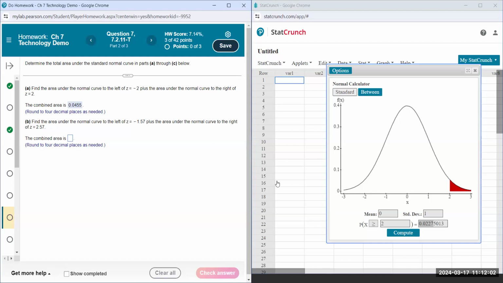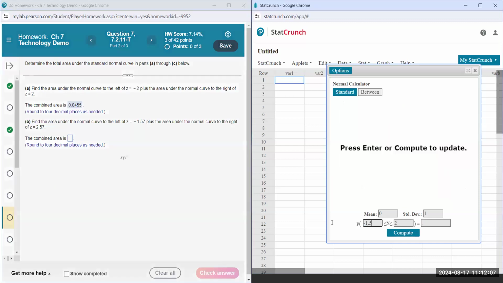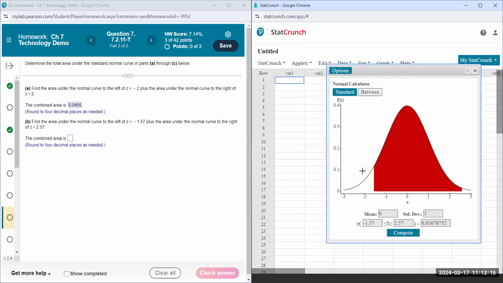Okay, so this one on the left is negative 1.57, and to the right is 2.57. I'm going to go back to the between. This time it's not balanced out, but that's okay. You could still do the area to the left plus the area to the right, or just do 100% subtract 94%. So it's about 6% that's not being shaded.